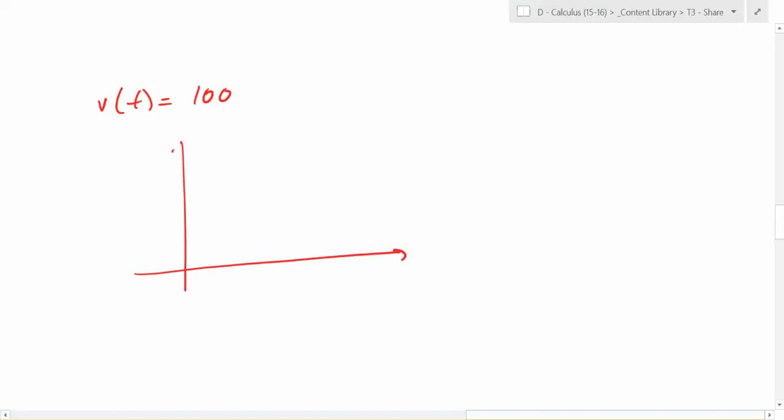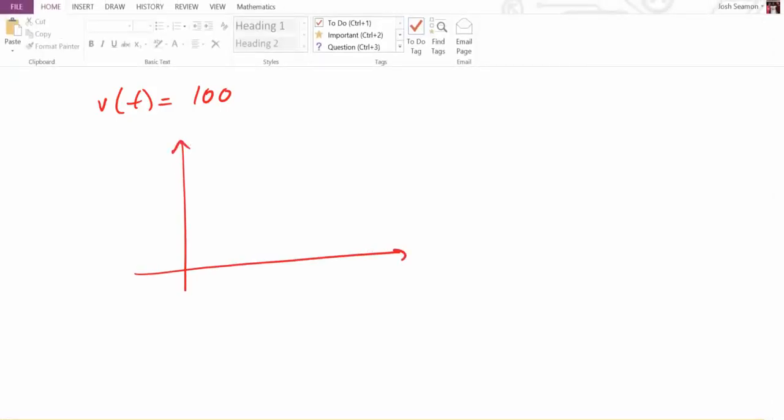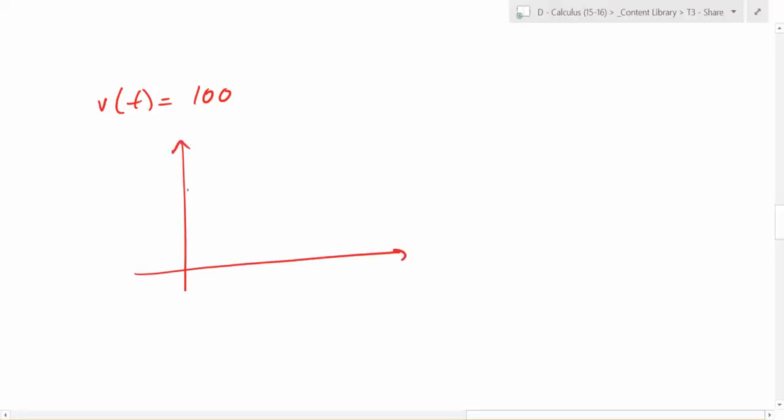The velocity, let's say a car just goes 100 meters per second. So let's just say v of t is 100. What would that velocity graph look like? What kind of line would that be? A horizontal line. So it's 100 right here. It would look like this, right?